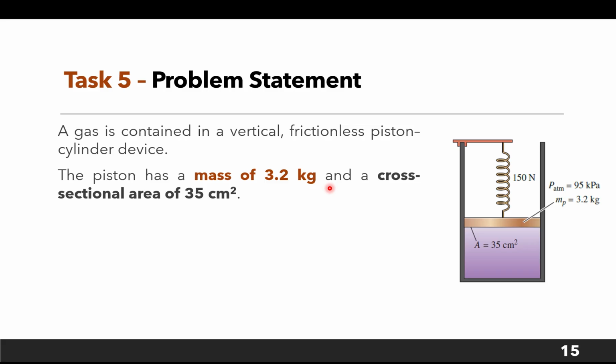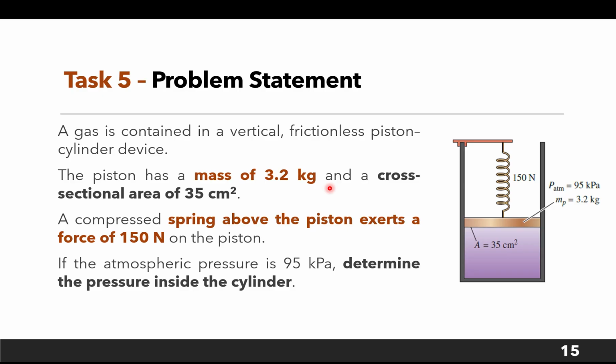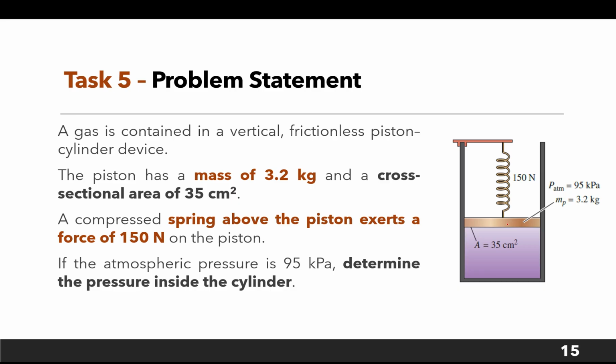All right, so the spring force is 150 newtons, and then atmospheric pressure is 95 kilopascal. We are to determine the pressure inside the cylinder. Now, take note that we are going to look at the free body diagram, and we are going to consider the piston.